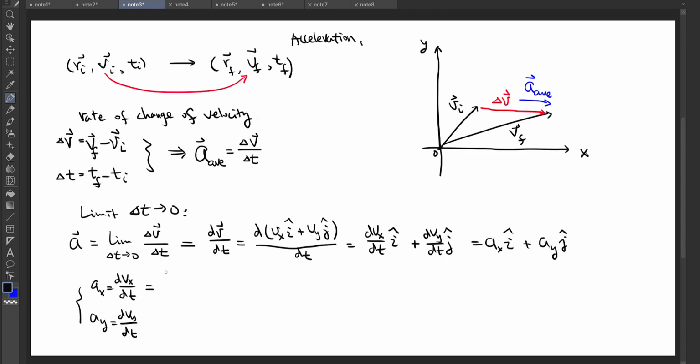However, we can do this further because we already know vx is dx dt. So we're actually taking a second derivative here with respect to the position vector's component x. So that's the second derivative of x with respect to time. Now here similarly we have the second derivative of the y component with respect to time.